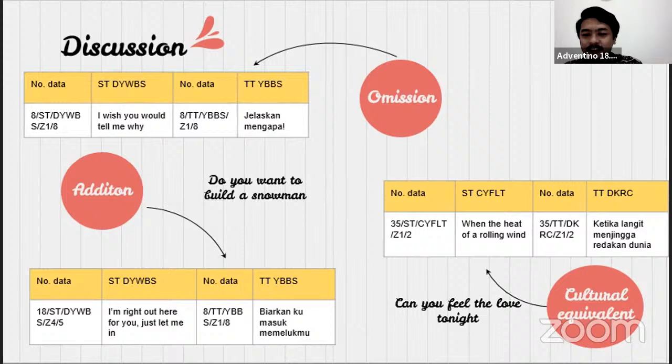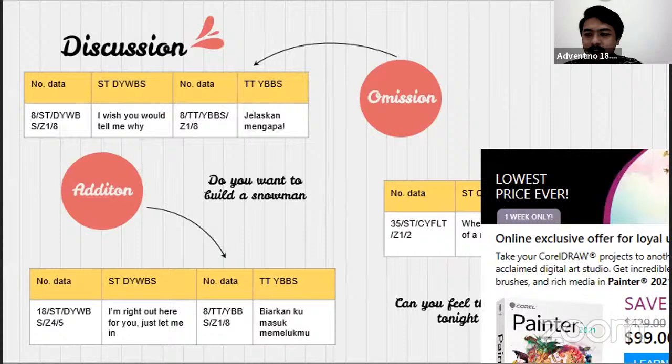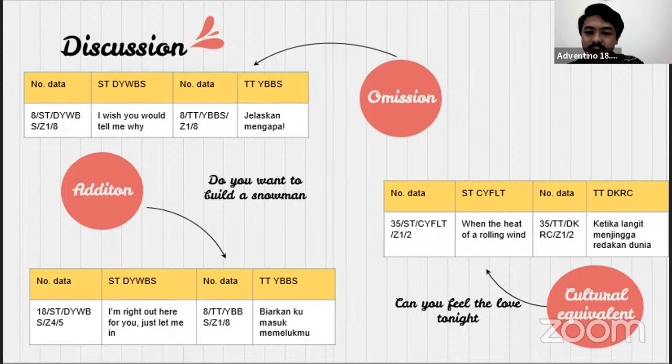And last is cultural equivalent. In the song Can You Feel the Love Tonight, here we can see that "when the heat of a rolling wind" is translated as "itu ketika langit menjingga redakan dunia." Why I chose this sentence that uses the strategy of cultural equivalent is because I think that in the source text, "when the heat of a rolling wind" is a parable sentence. So it's not the real meaning that one wants to show. So the target text uses other words that are close enough to the source text.